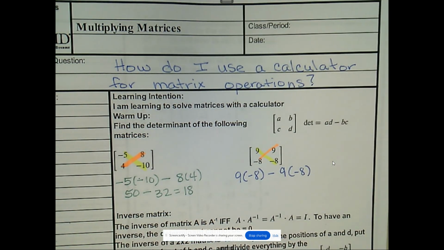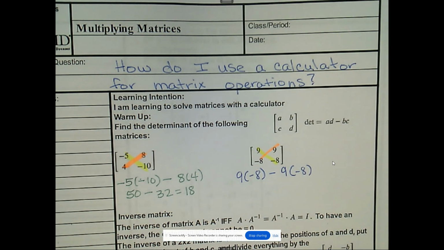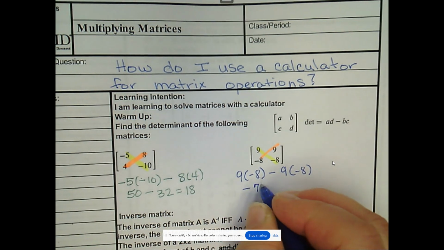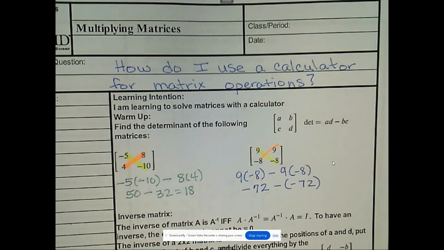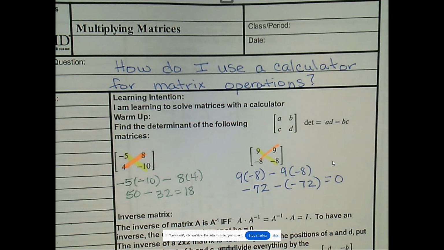If you think logically, we're taking one number and subtracting the same number from it. So if you take one number minus itself, what do you end up with? -72 minus -72 is equal to 0. And that would be your determinant.